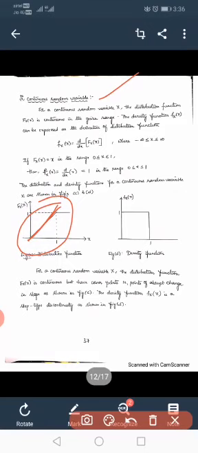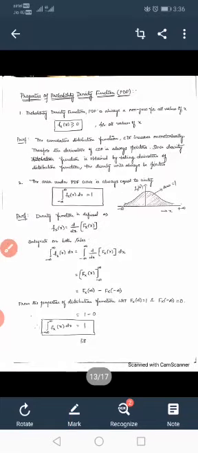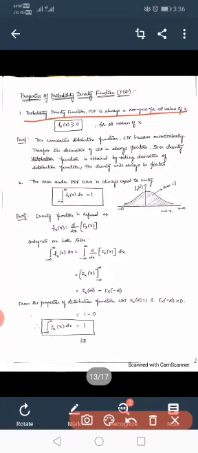Now, the density function is nothing but the derivative of the distribution function. If we take the derivative of a continuously increasing function, obviously it is also a positive value. We won't get any negative value. So that's why we can say that the density function is always a non-negative value.